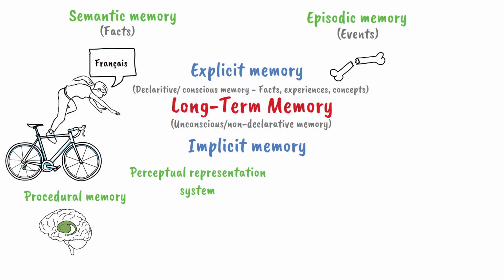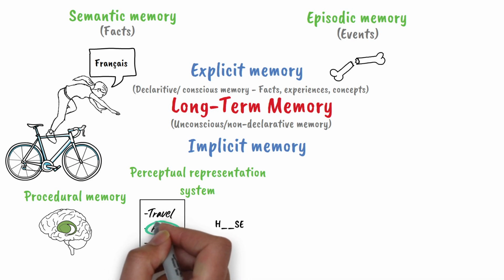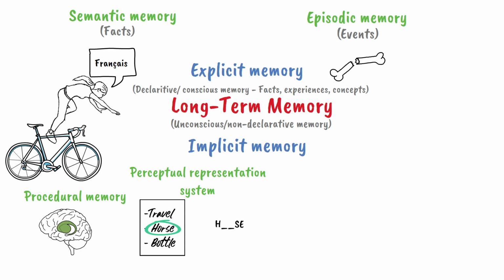Evidence for perceptual learning comes from priming studies. So for example, if we gave participants this list of words and told them to fill in the gap, most of them would fill in the word as horse because they recently encountered that word in the list. This is assumed to reflect the fact that the perceptual representation of the word is more accessible the second time around. We will talk about priming in detail in another video.